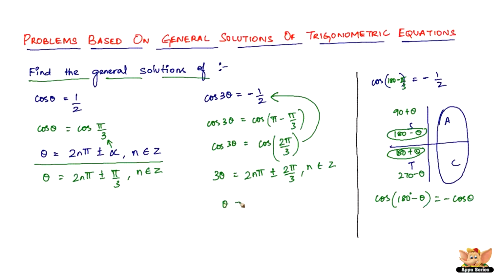So theta equals, just divide both sides by 3, or, as we say, just push the 3 to the right hand side. So 2n pi divided by 3 plus or minus 2 pi divided by 3 times 3, which is 9, where n is an integer, right? So this is the general solution of cos 3 theta equal to negative of 1 by 2. Before I end this video, this problem is done, and therefore that ends the video.